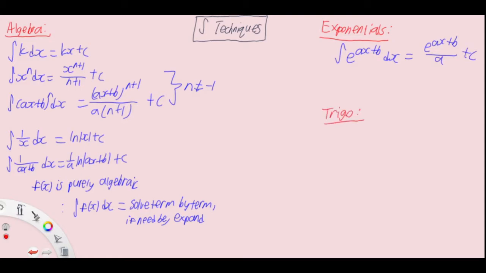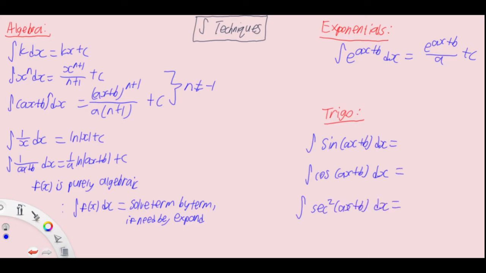Under trigo, we have the three trigonometries, right? So we have sine, cosine, tangent. So if you look at the derivatives, which are sine ax plus b, cosine ax plus b, and secant square ax plus b. For integrating sine ax plus b, you get back minus cosine ax plus b, divided by the derivative inside. Same thing for cosine, just that it's now sine. Same thing for secant square, just that it's now tangent. And don't forget to divide by the derivative inside.